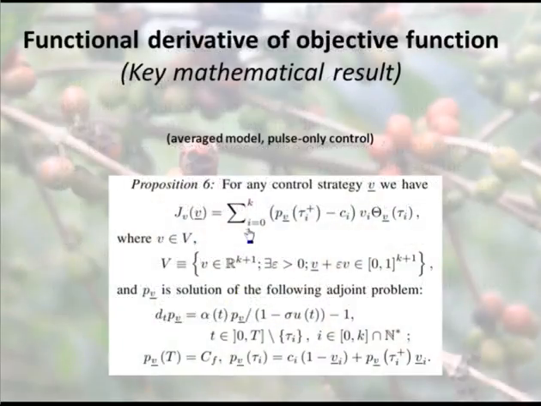So here is the expression of the objective function in the pulse-only case in the averaged model. And you can see it depends on this quantity p, which is a solution of a backwards differential equation. P in some sense can be thought of as the marginal cost of intervention, in this case, discrete intervention. So using this, we can solve a backwards equation to find the optimal solution, both for the average model and for the non-average model in the case of pulse-only control.